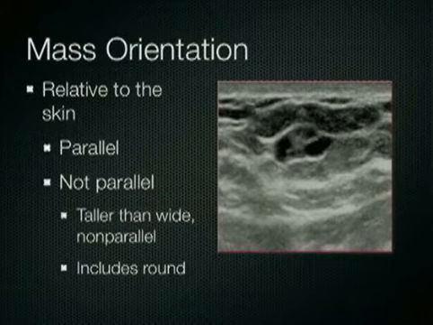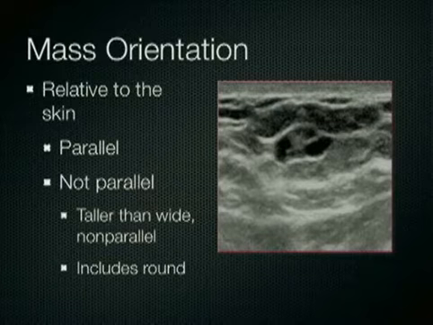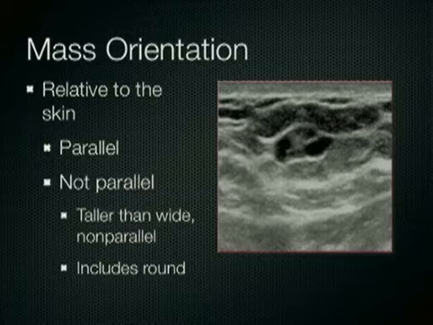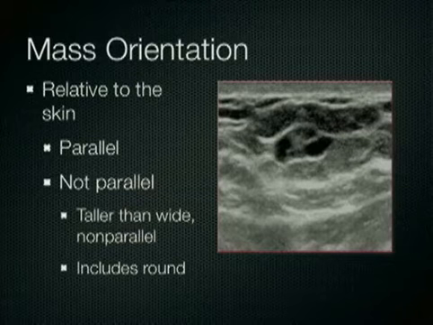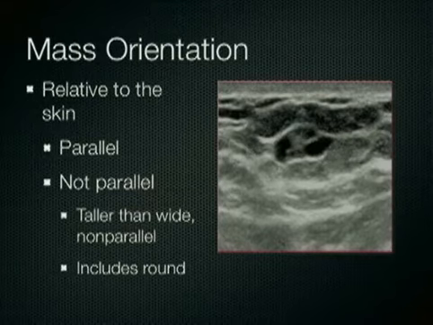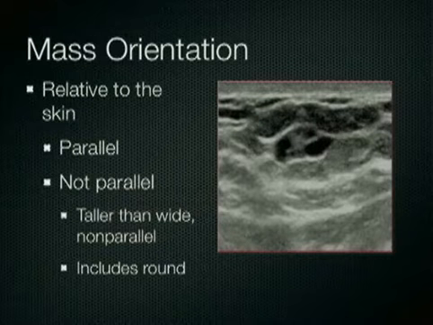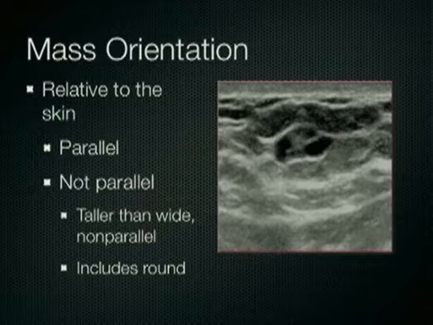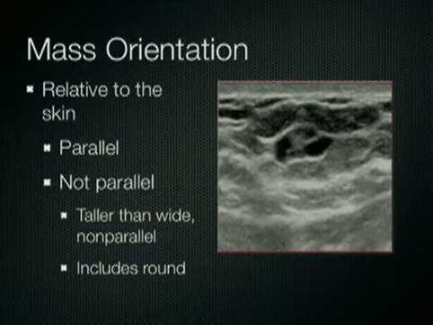Next to be described is the orientation of the mass with respect to the skin. The options here are a mass which is parallel to the skin and one which is not parallel. Lesions that are not parallel to the skin may also be described as taller than wide, and this includes lesions which are round or spherical.